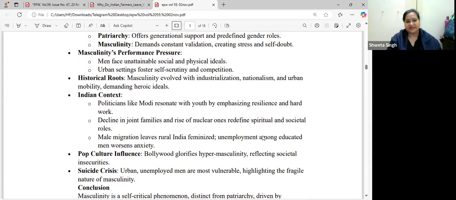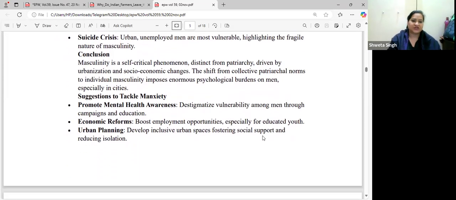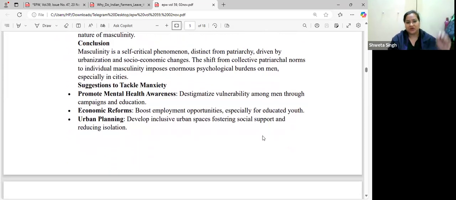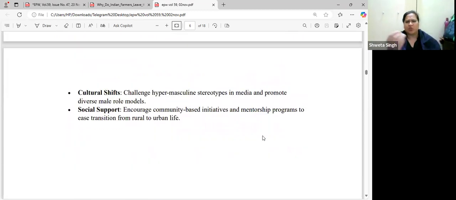So the brief insight, then what is the historical roots? What is the Indian context? After that, the pop culture influence, the suicide crisis, the conclusion. After that, suggestions to tackle man anxiety. So you can see this is how the entire information is extracted and converted into just one page of material. And this must be giving you an idea that, oh my God, this level of expertise, can I gain it?